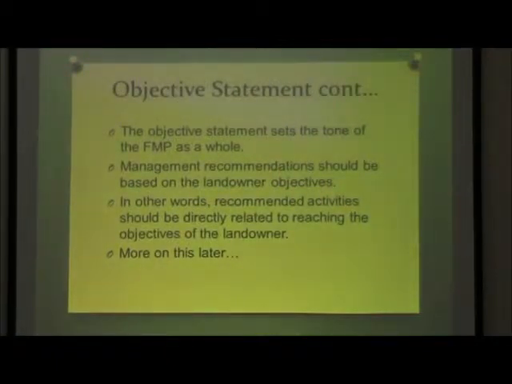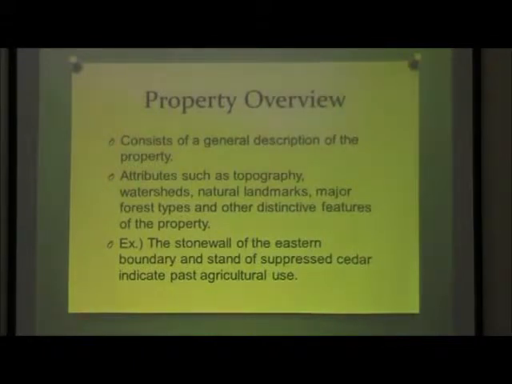In other words, recommended activities should be directly related to reaching the objectives of the landowner. Property: a general description of the property. Attributes: you're going to get this from your GIS, your soil maps, your topographical maps. The topographical information, watersheds, natural landmarks. Their map, as hokey as it is, has the fun things about landmarks out there. Forest types, distinctive features of the property. You could talk about the stone walls. You could talk about other things that are going on out at that area.